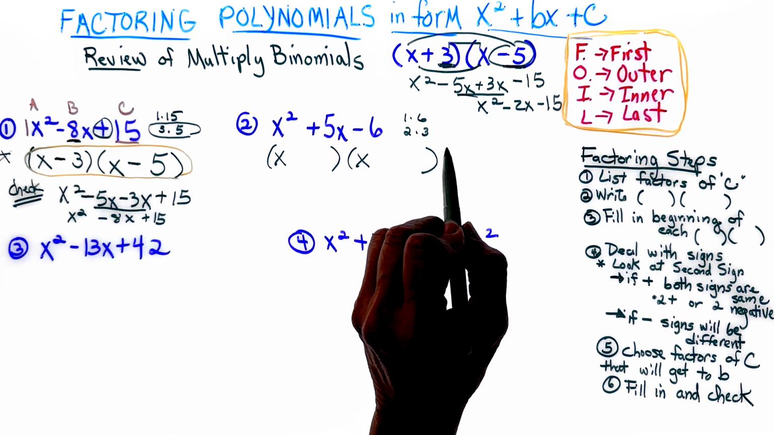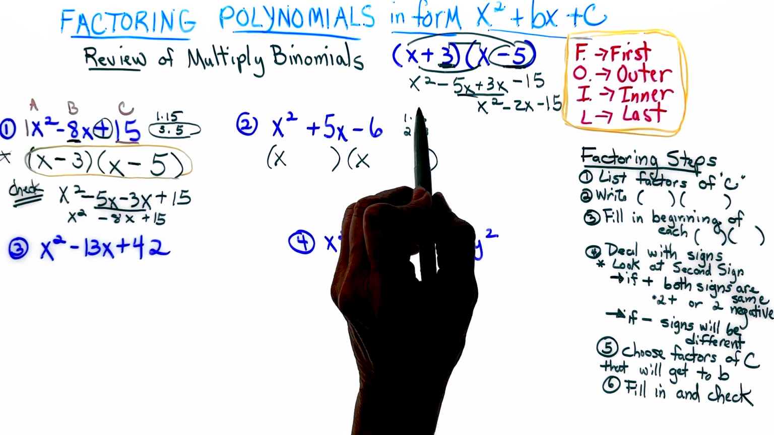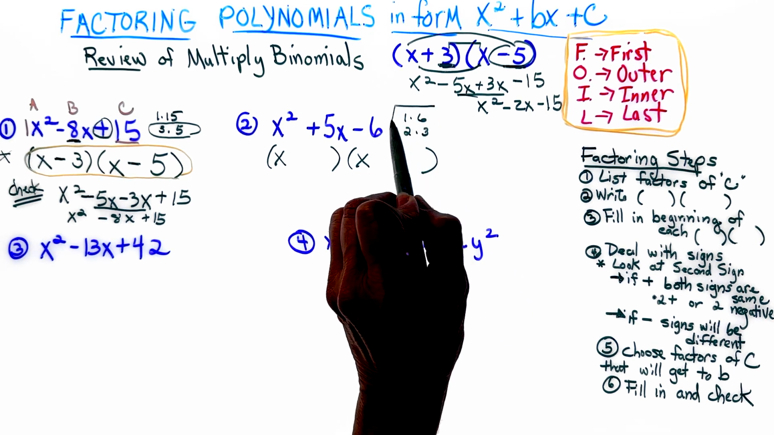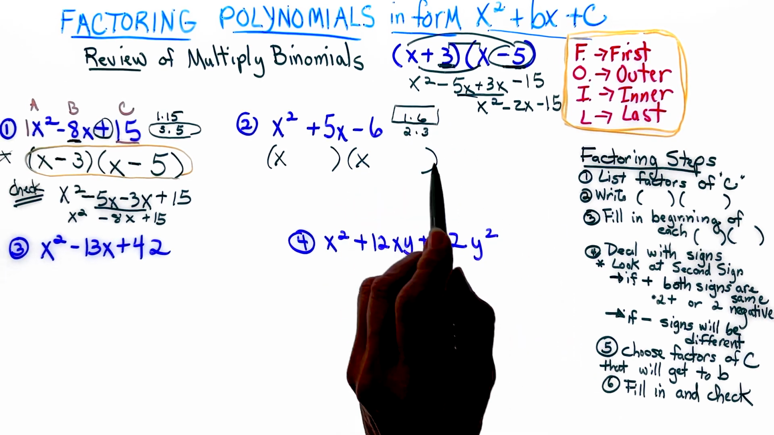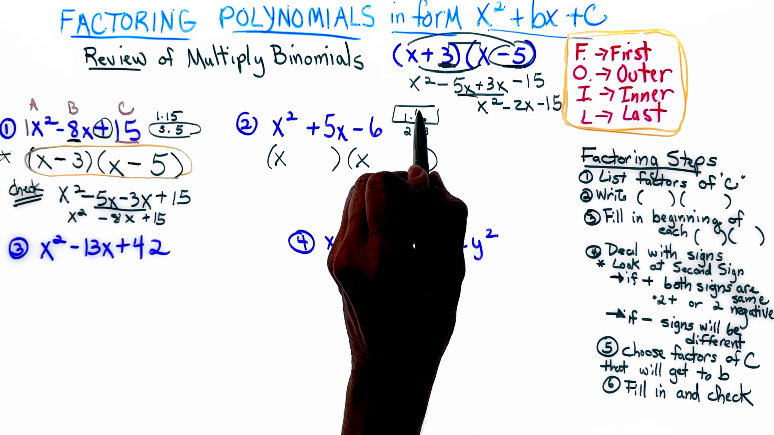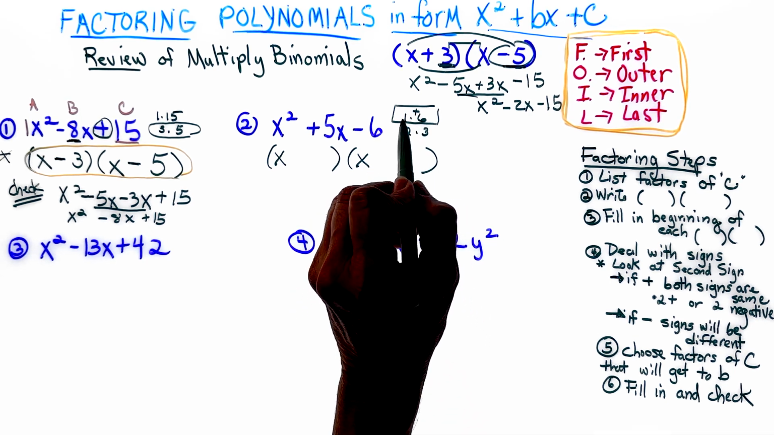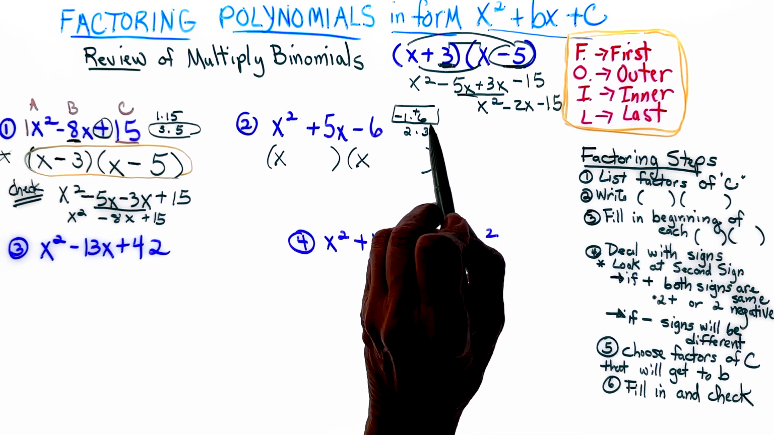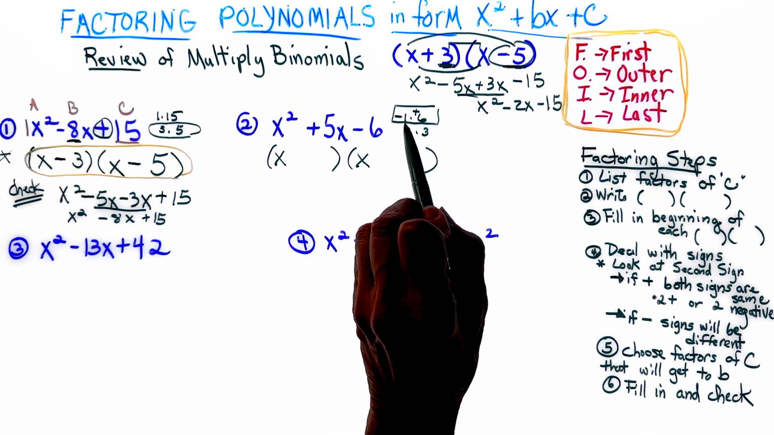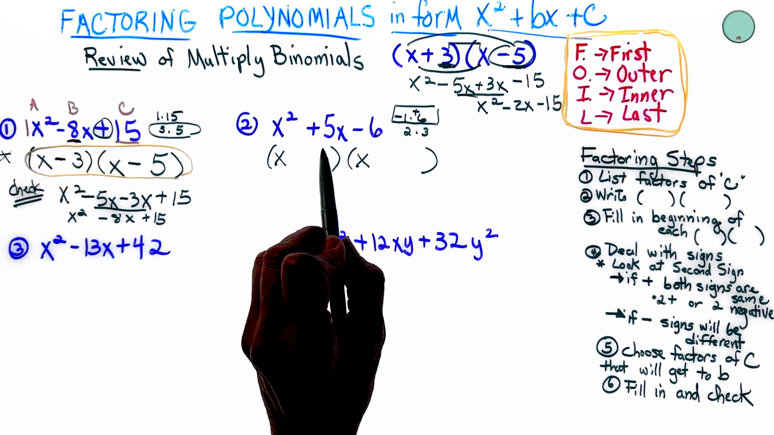So if my signs have to be different, I'm looking at this right here. If I make my 6 positive and I make the 1 negative, 6 plus a negative 1 is a positive 5.